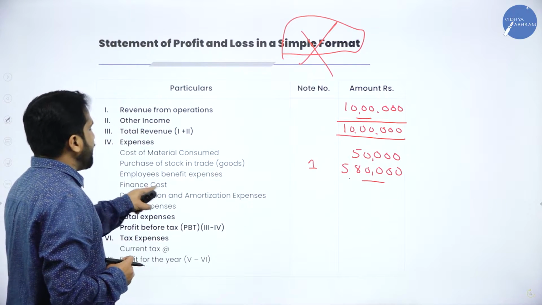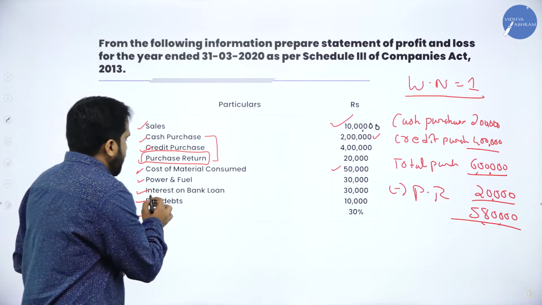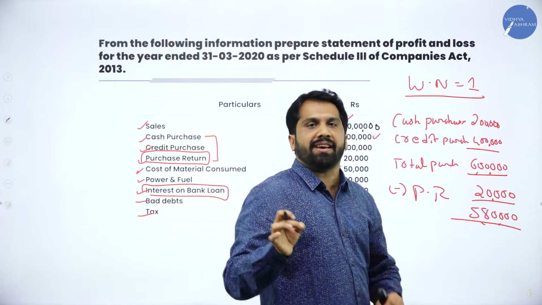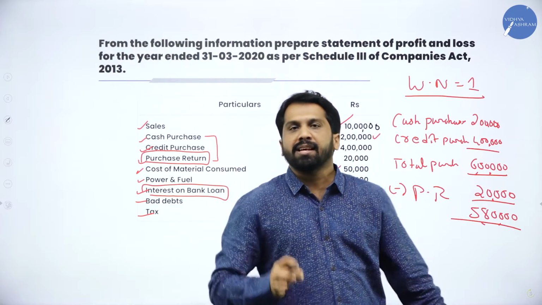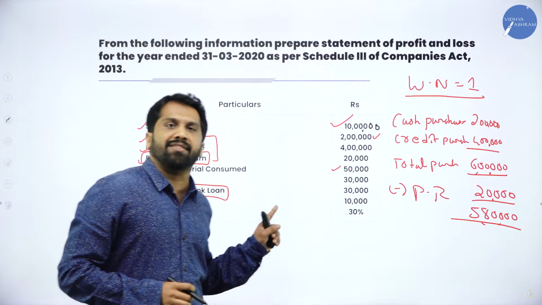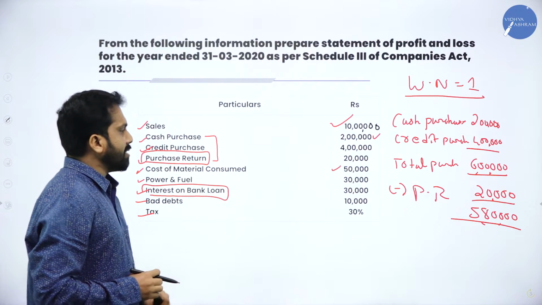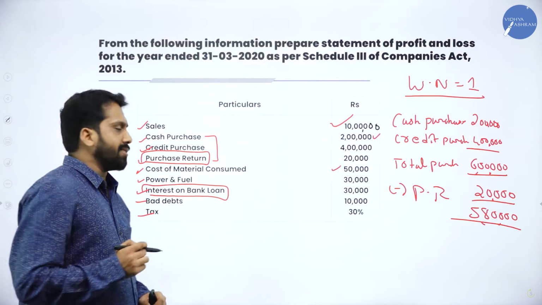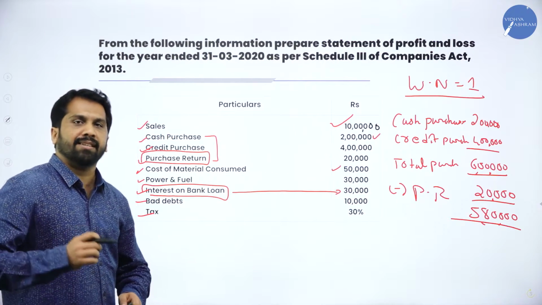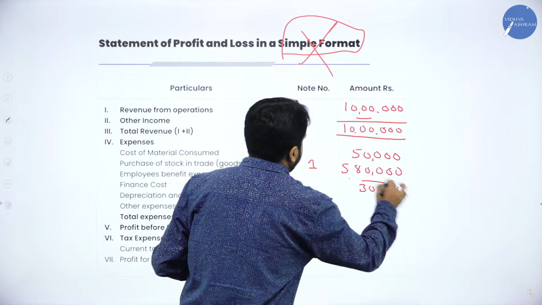Next, finance cost. I'll go back to your question. Finance cost. Interest on bank loan. As I told you, if you pay interest on your loans, if you pay interest on your debentures, we call it finance cost. So, how much did you get for finance cost? The finance cost is 30,000. So, we should mention 30,000 as finance cost.